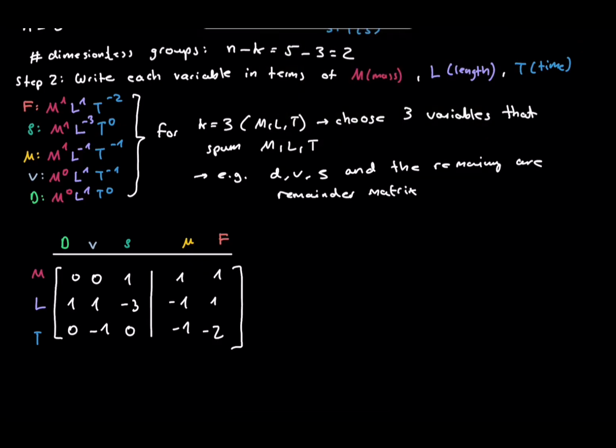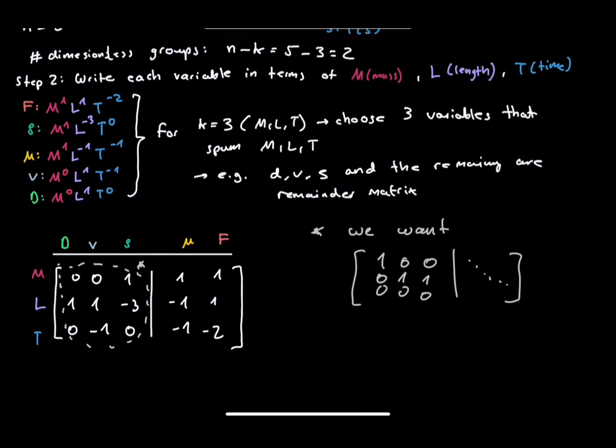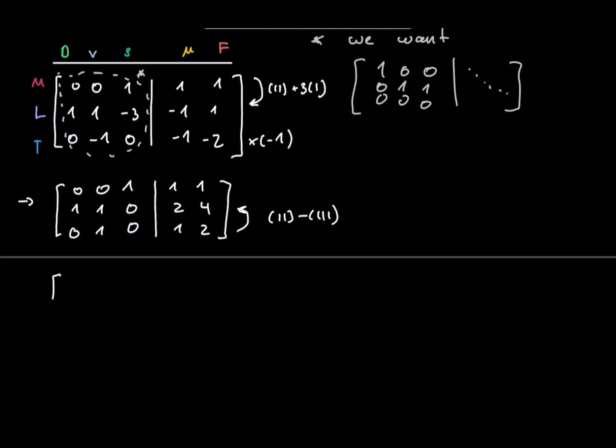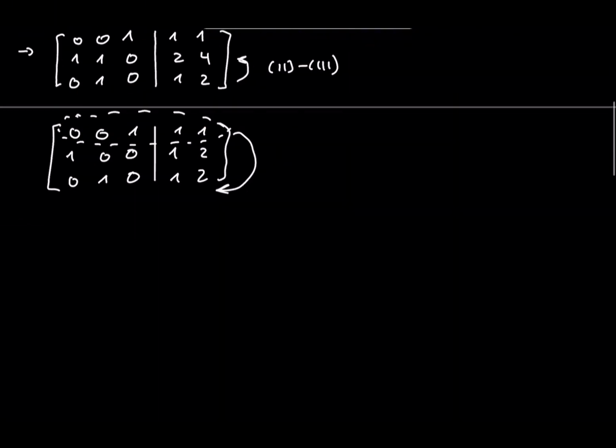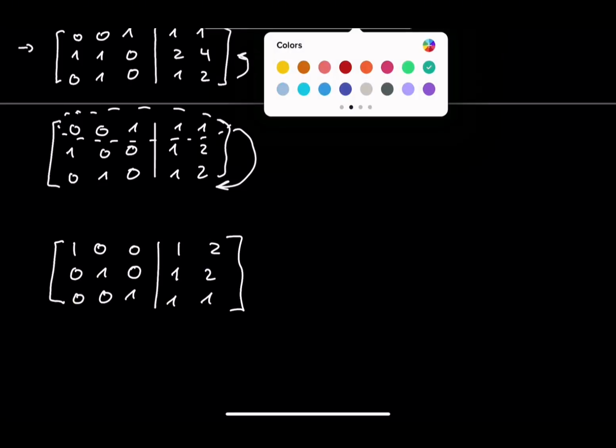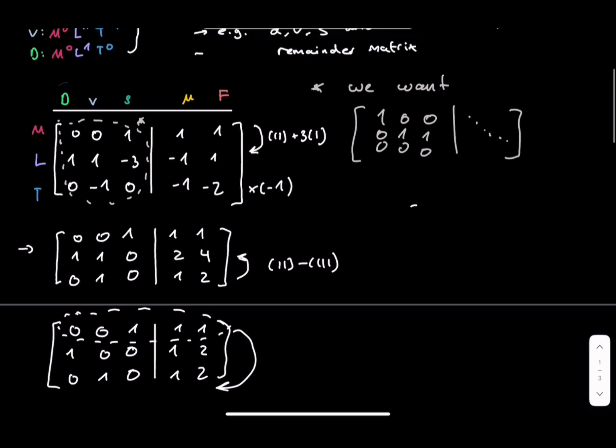We apply Gauss-Jordan elimination to the core matrix. The goal is to transform it into the identity matrix. We're not solving physical equations here, we're eliminating dimensions. Each row operation corresponds to combining variables in a way that removes units. Once the core matrix becomes the identity, the rest matrix immediately gives us the exponents of the dimensionless groups.